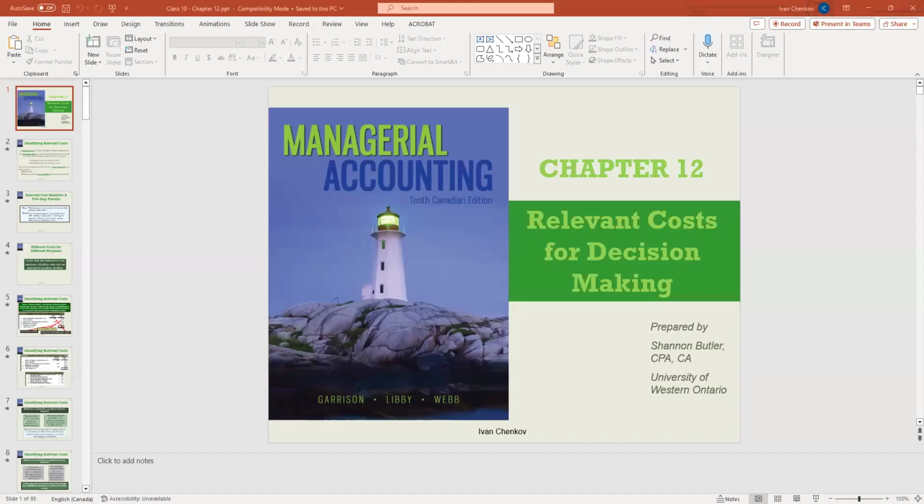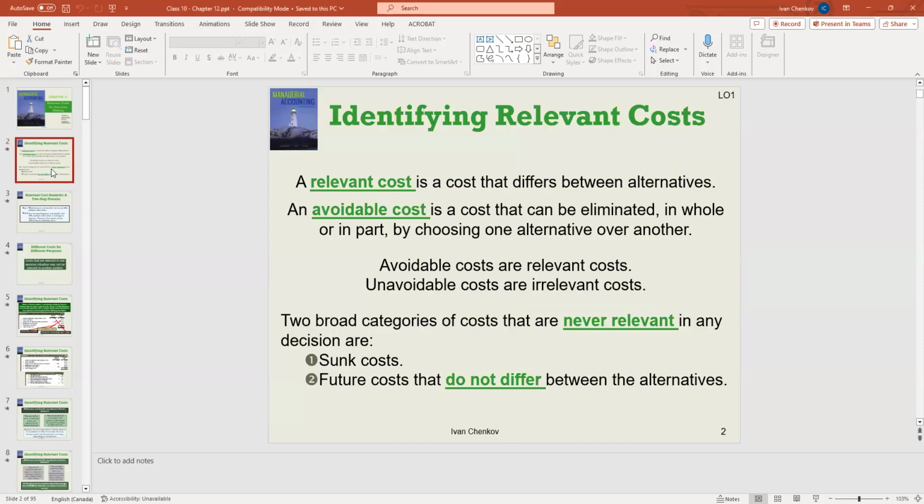Let's go to recording. So this is chapter 12, relevant cost for decision making. Now we're going to start making decisions today. In order to make a decision, first, and the most important thing is you have to have more than one alternative. Because if you have only one alternative, there's no decision to make. The decision is already made for you. So again, in order to make a decision, you need at least two alternatives.